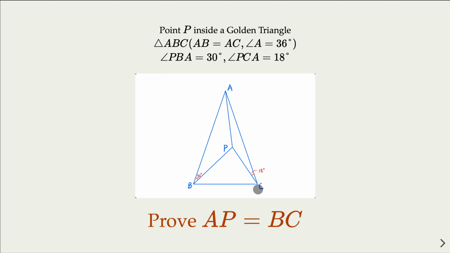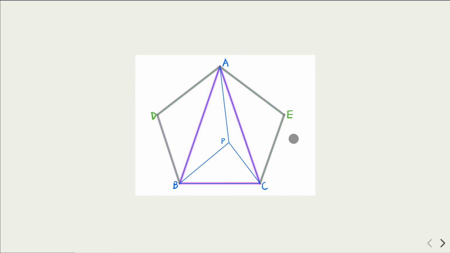Alright, so we're going to show the proof by considering that this golden triangle appears in the regular pentagon. Alright, so let's take a look. In this pentagon here, all sides are equal, it is regular. We notice that ABC has the property that this is 36 degrees, this is 72 degrees. So our problem can be proved by fitting a regular pentagon with ABC.